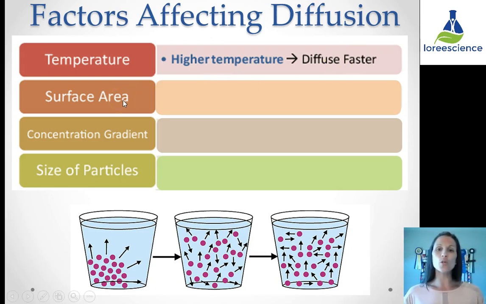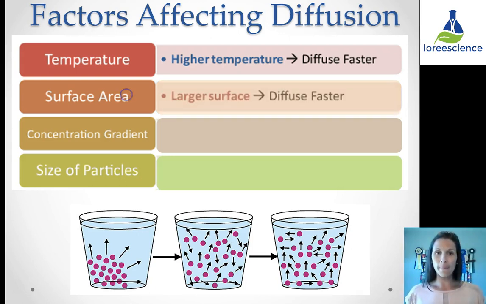Surface area will also affect how fast diffusion happens. Now, surface area means the area of the cell or a material that is exposed to the environment around it. The larger the surface area, or the more surface there is exposed to the environment, the faster diffusion will happen. And that's because if there is more surface in contact, that means that there is more area where collisions can happen. And if there's more area for collisions, it means that those molecules can spread out faster, and spreading out is diffusion.